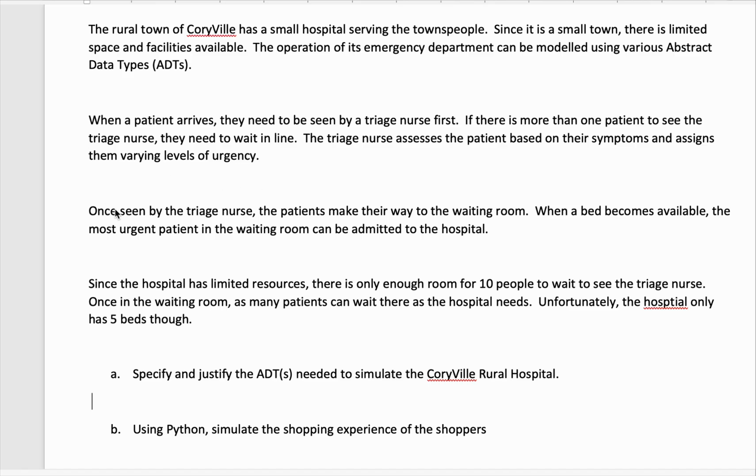Once seen by the triage nurse, the patients make their way to the waiting room. When a bed becomes available, the most urgent patient in the waiting room can be admitted to the hospital. Since the hospital has limited resources, there is only enough room for 10 people to wait and use a triage nurse. Once in the waiting room, as many patients can wait there as the hospital needs. Unfortunately, the hospital only has 5 beds though.